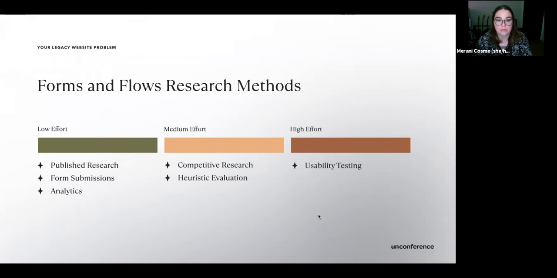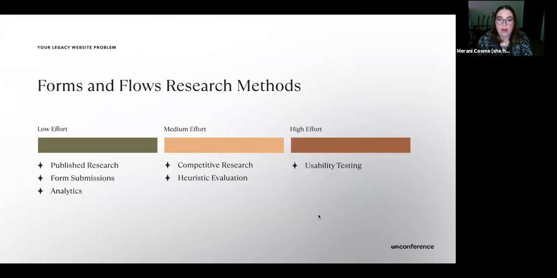Another thing that we could do that is relatively of medium effort is to do a heuristic evaluation. And think about this as being a set of rules of thumb that you should follow in order for your forms and flows to be usable. Some of these rules include things like visibility of system status, having consistency in standards, or keeping your design choices to a more minimal approach when it comes to these forms.